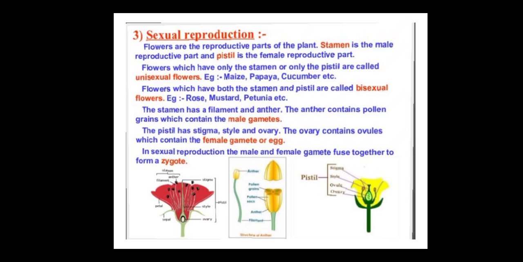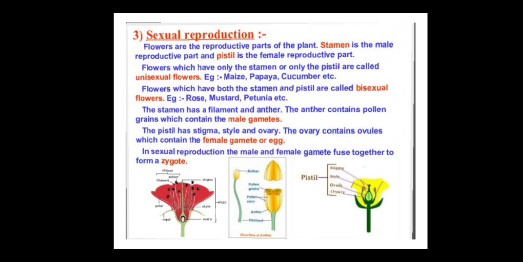The stamen has a filament and the anther. The anther contains the pollen grains which contain the male gametes. So in the stamen there is an anther in which there are male gametes. And the pistil has the stigma, the style and the ovary. The ovary contains the ovules which contain the female gametes, or the eggs.